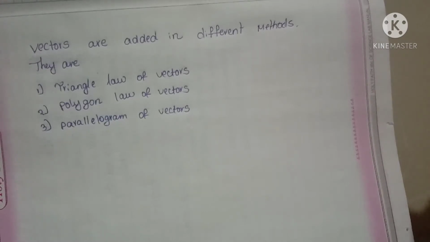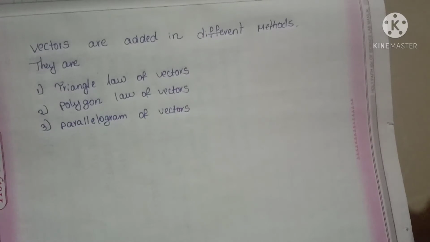In this video I'm going to discuss addition of vectors. Before going to that, I want to tell an important thing. In the previous video, scalars and vector physical quantities were completed. Scalars means quantities which have only magnitude, as we discussed.